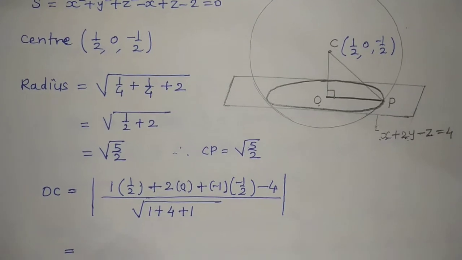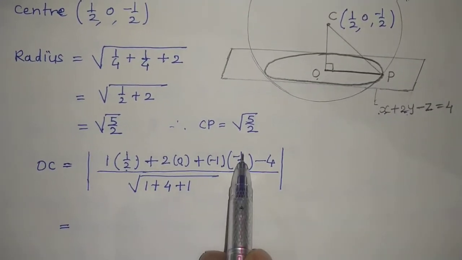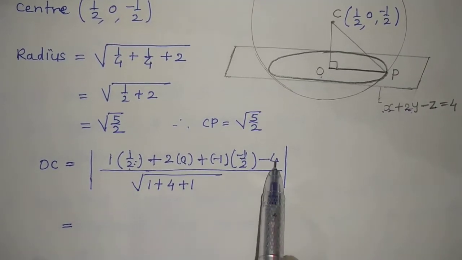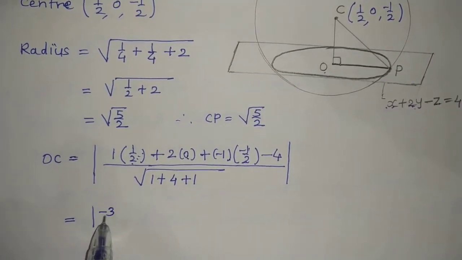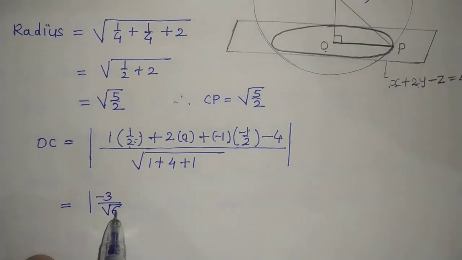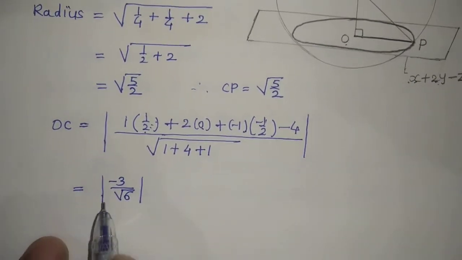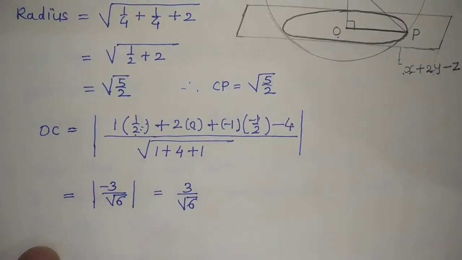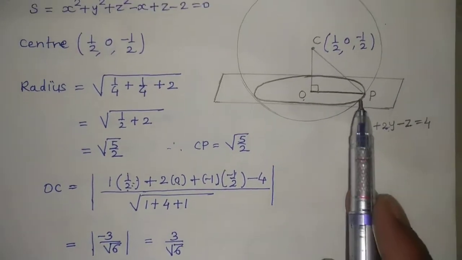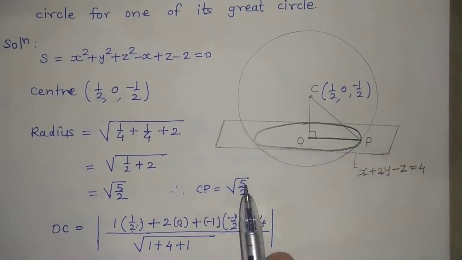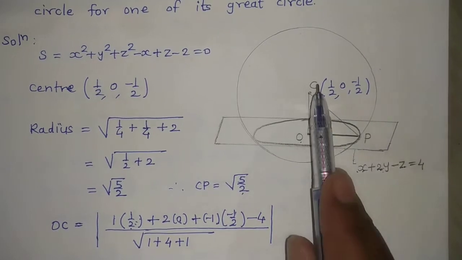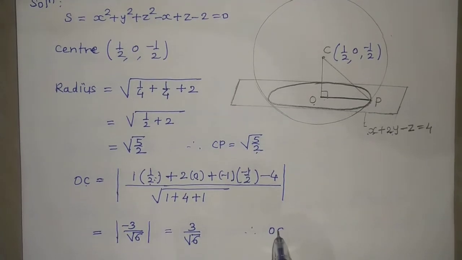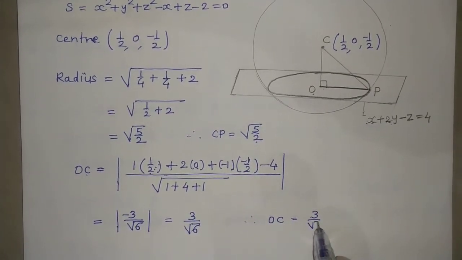So this is 1/2, this is also 1/2, so 1/2 + 1/2 is 1. It is 0. So 1 minus 4, so it is minus 3 divided by root 6. Since it is a distance, we say that it is 3 by root 6. Now look at this diagram. So here this CP is root 5/2. Therefore OC is equal to 3 by root 6.